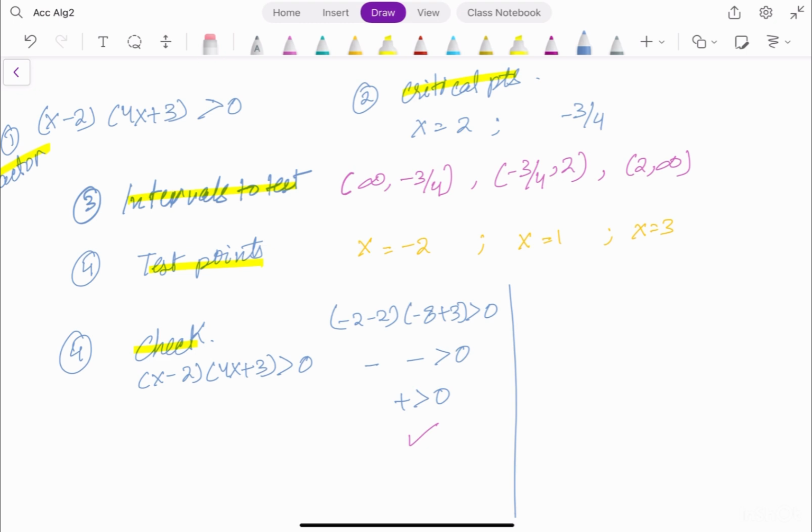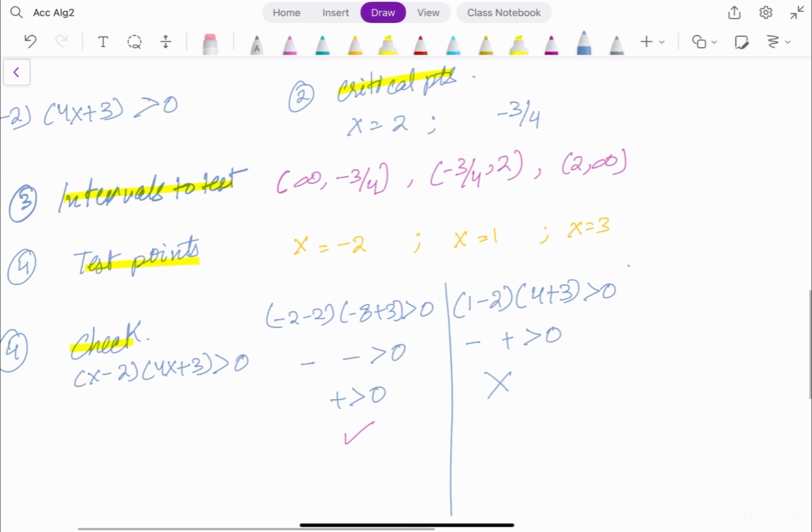Let's check the test point x is equal to 1. So I will get a negative and a positive. So negative and positive will be negative, and negative cannot be greater than 0. So this is not our test interval. So for the last one, let's check it really quick. So as you can see in this one, both of them are positive. So positive is greater than 0. So this test interval will also work.